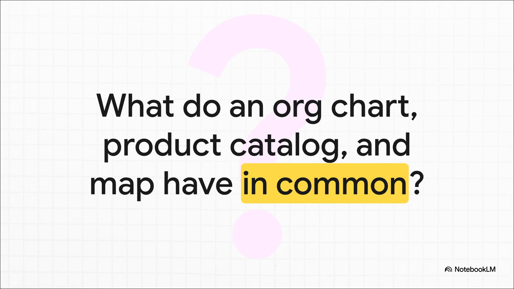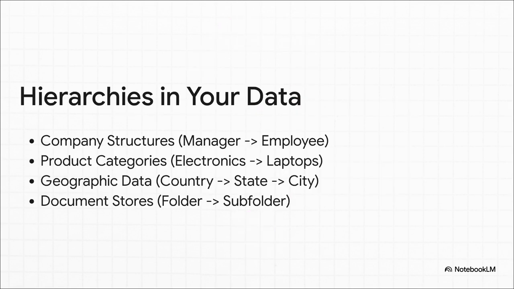Think about a company's org chart, right? Or maybe a huge product catalog on some website, or even just a simple map. What is the one thing that connects all of these seemingly different things? The answer? Well, they're all hierarchies, and they're hiding in plain sight right inside your data. You see these parent-child relationships everywhere. Managers to employees, product categories down to subcategories, countries to states. I mean, this structure is absolutely fundamental, but it presents a real challenge for most databases.